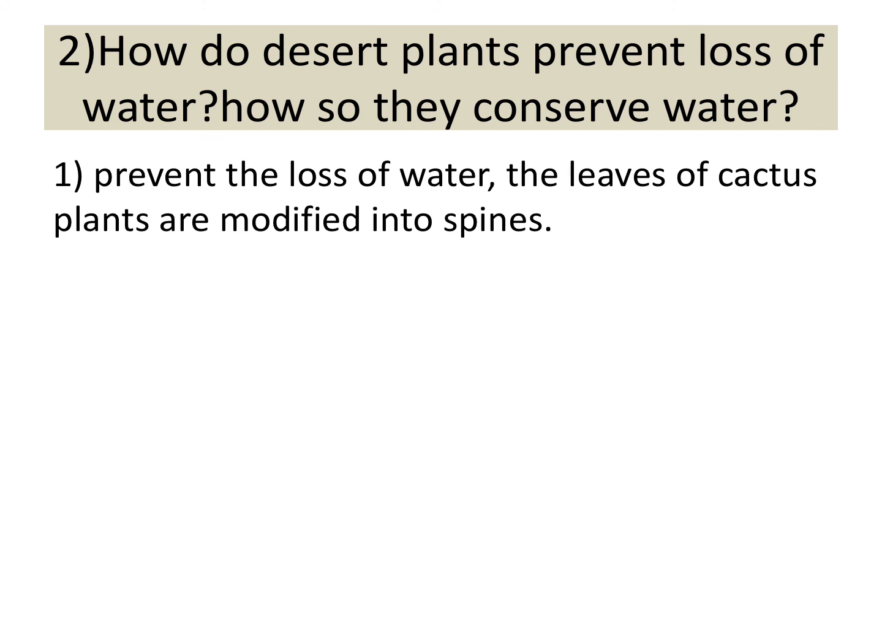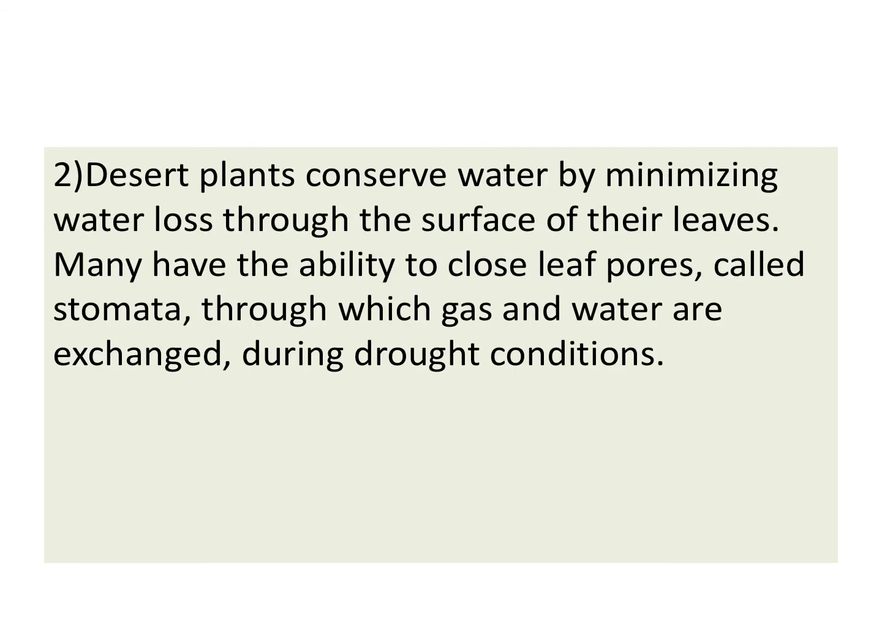Then, how do they conserve water? Desert plants conserve water by minimizing water loss through the surface of their leaves. Many have the ability to close leaf pores called stomata, through which gas and water are exchanged during drought conditions.